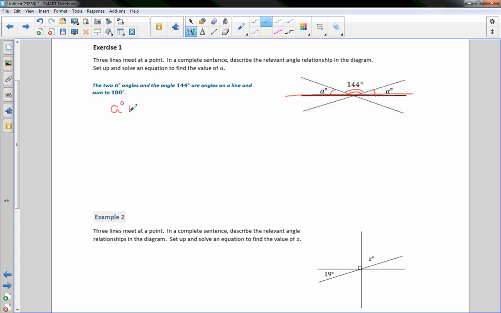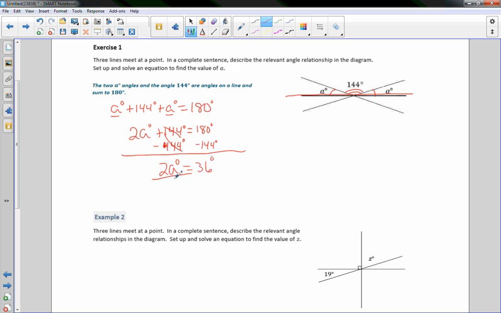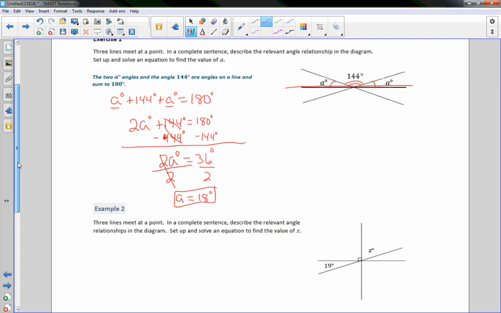So I would say A degrees plus 144 degrees plus A degrees equals 180 degrees. Combine my like terms. 2A degrees plus 144 degrees equals 180 degrees. Subtract 144. We're trying to get this A by itself. 144 minus 144 is 0, leaving 2A degrees equal to 180 minus 144, which is 36 degrees. 2 A's is 36, so if I divide by 2, then I get A to equal 18 degrees. Find the value of A, it is 18. 18 plus 144 plus 18 equals 180 degrees.